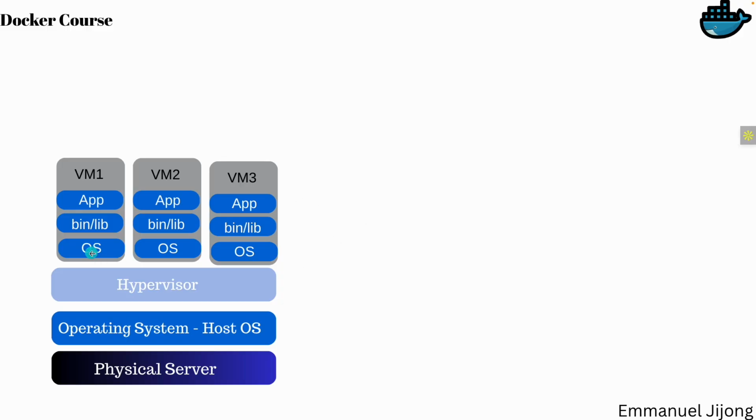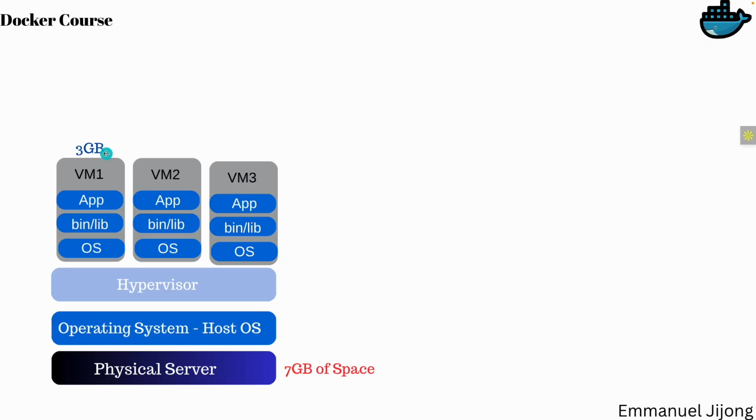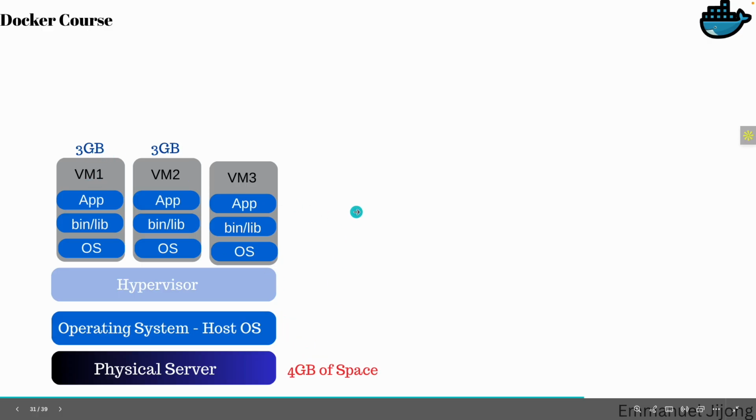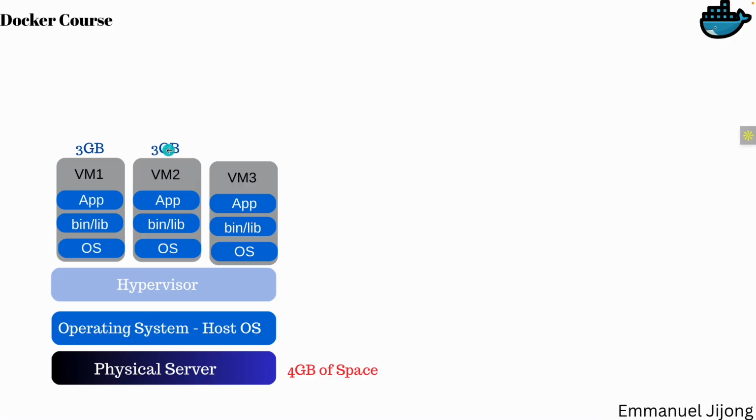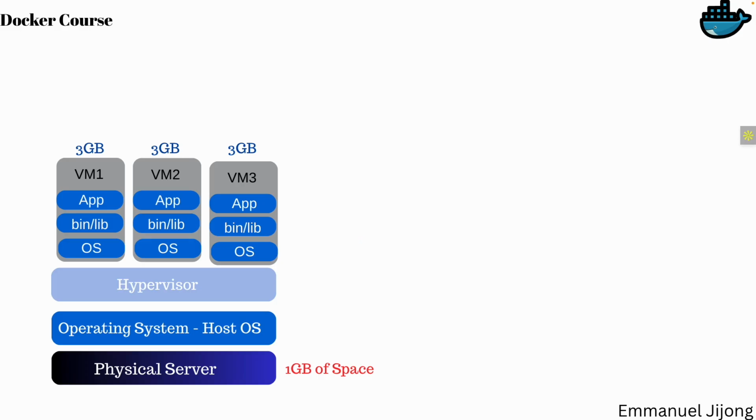So as you can see, VM1 has its own operating system, VM2 has its own operating system, and VM3 has its own operating system. Let's say you had a server with a capacity of 10 GB of space. When you create the first virtual machine, you allocate 3 GB to that virtual machine and you're left with 7. When you create the second virtual machine, you allocate another 3 GB and now you're left with 4. And on your third virtual machine, you allocate another 3 GB and now you're left with just 1 GB for your application. Another issue with virtual machines is that they consume a lot of memory and CPU.